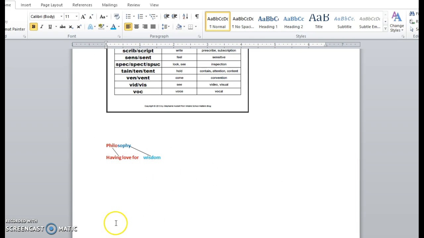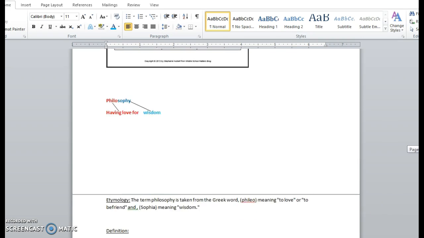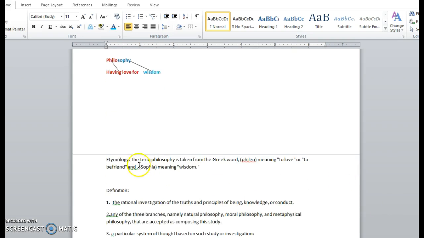And so now what I'm going to do is I'm going to show you, I wrote a sentence about the etymology of the word. So right here, which etymology just means how we get the meaning of our words and the different word parts. So the term philosophy is taken from the Greek word right there, phileo, meaning to love or to befriend, and Sophia meaning wisdom. Okay, so if we are doing philosophy, we are befriending or loving wisdom. So that's kind of the breakdown of the word part.